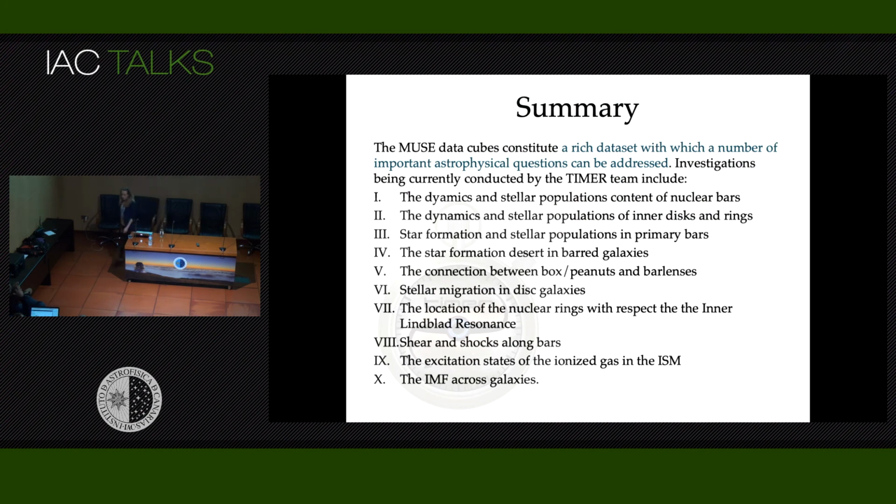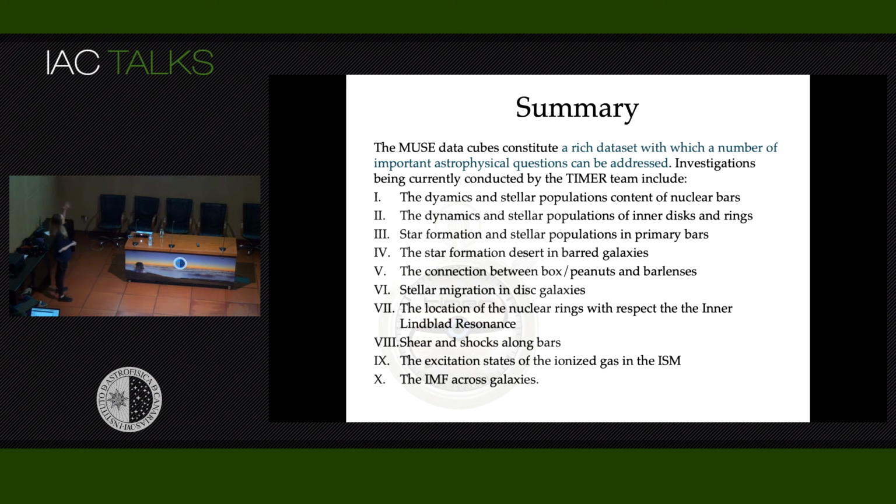And I don't know if it was very fast, I don't know. Well, but that's my summary. As I told you at the beginning, the take-home message is that the MUSE data could constitute a very rich data set with which a number of important astrophysical questions can be addressed.